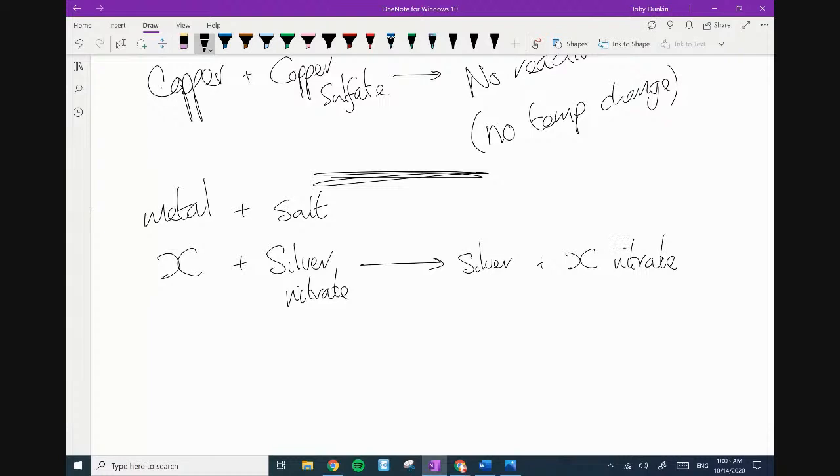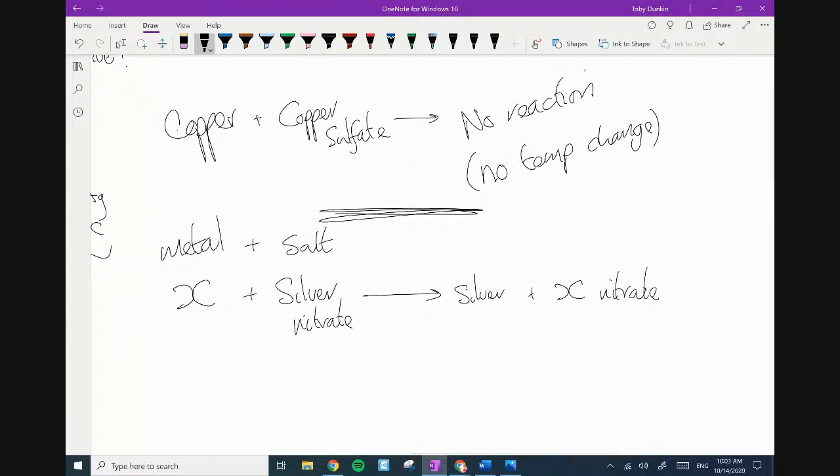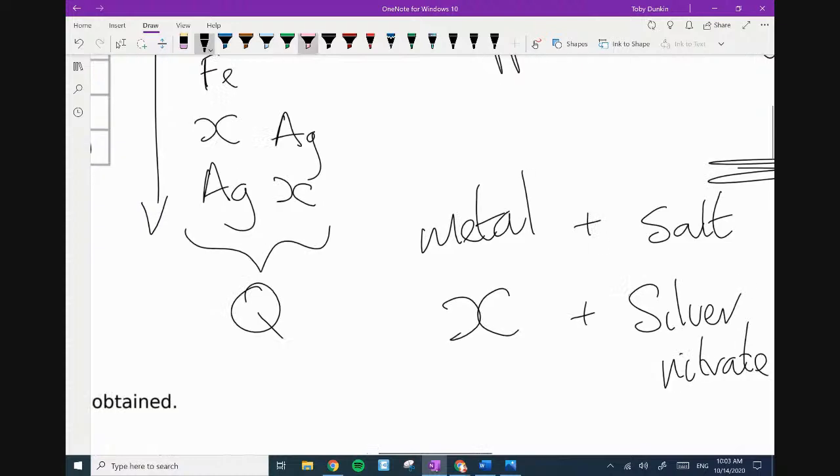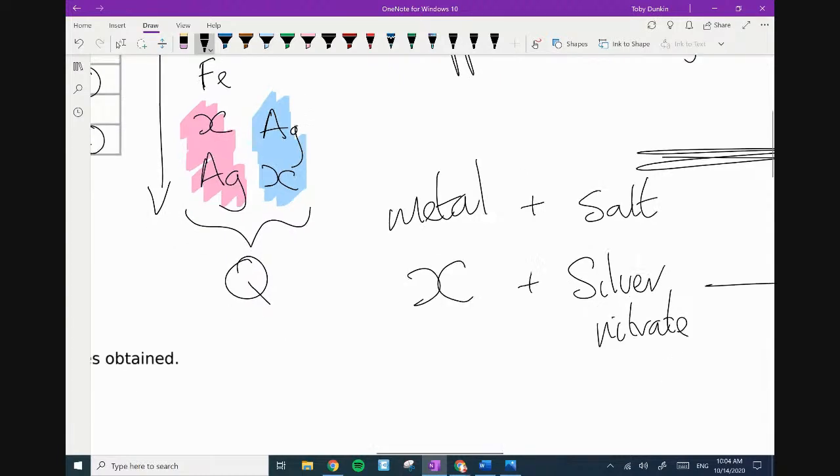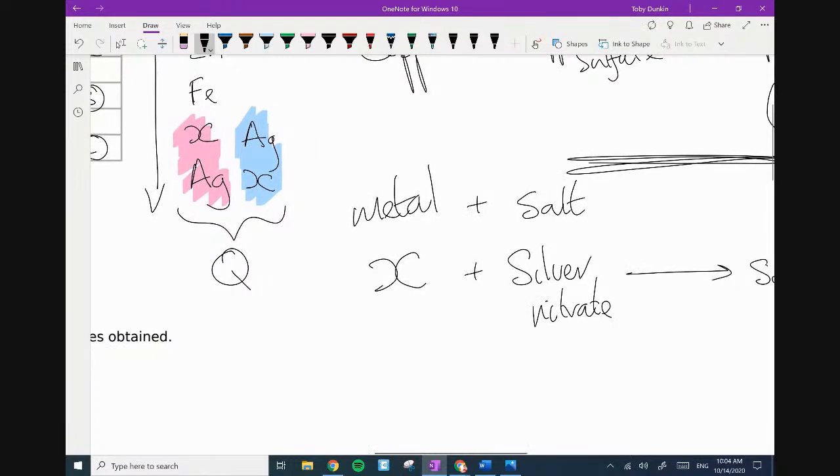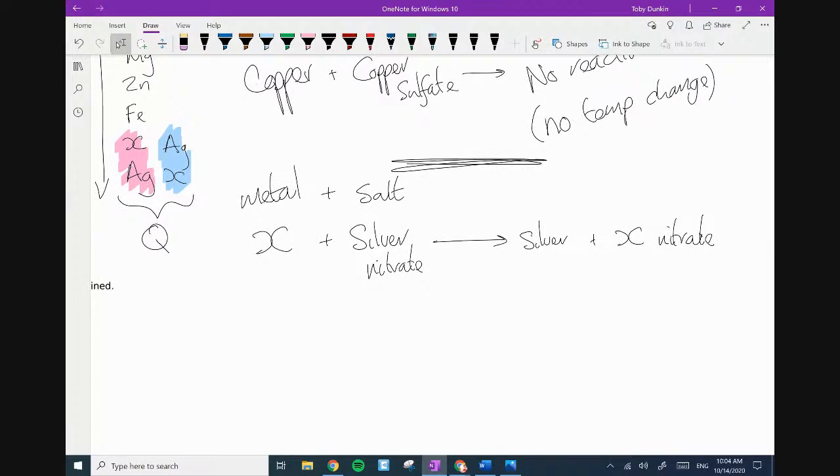So who goes where in the table now? Which one of these options is correct, pink or blue? Which one's now correct based on what we've just done? We've just done an experiment to prove it. So which one now goes where? Pink or blue? X is more reactive than silver. Pink. Well done, Owen. Winner.